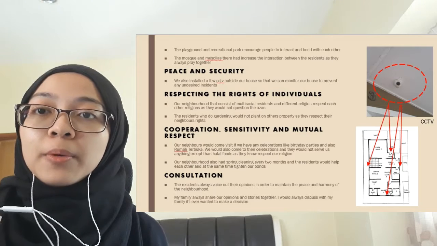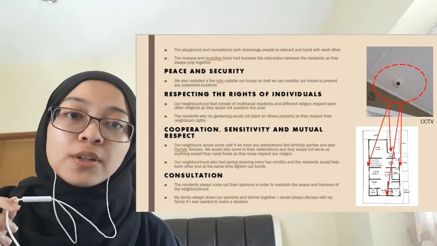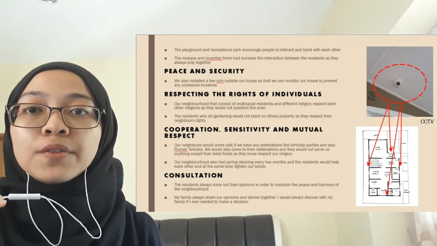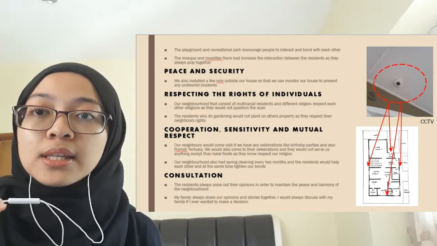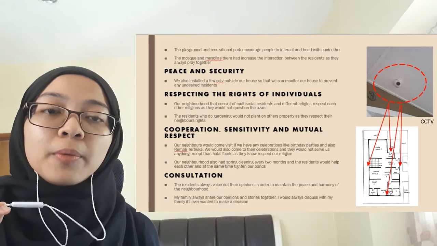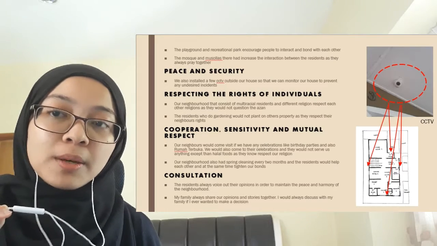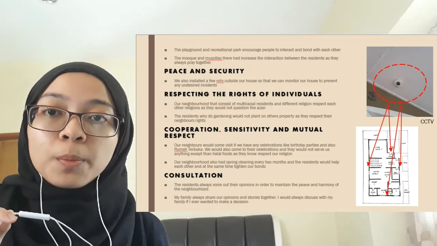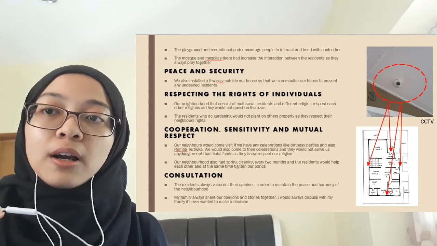And then in terms of respecting the rights of individuals, our neighborhood consists of multiracial residents and different religions who respect each other's religions, as they would not question the azan, for example. And then the residents who do gardening would not plant on others' property as they respect the neighborhood's right.